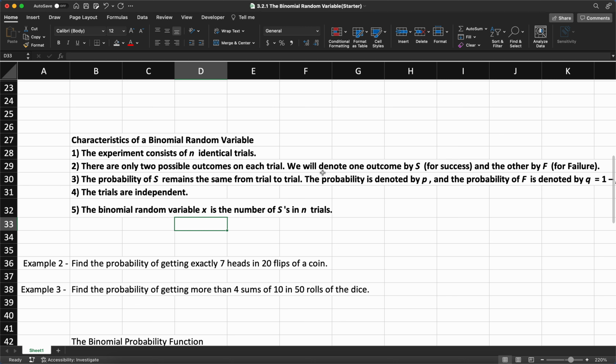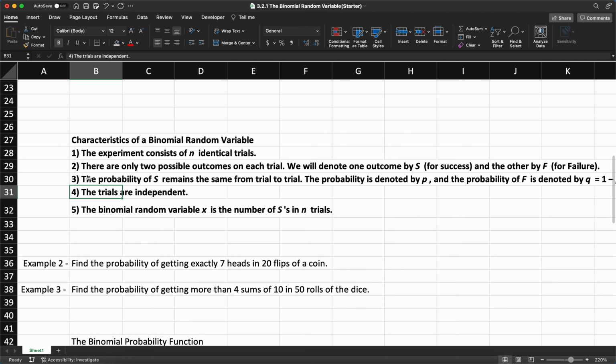And success isn't always necessarily what humans would consider successful. A success is considered the thing that we're looking for in the experiment. So the way that the problem is worded is going to determine what a success is. A failure is just everything else. So if it's not a success, it's a failure. The probability of S stays the same from trial to trial, which actually ties into number 4 here.